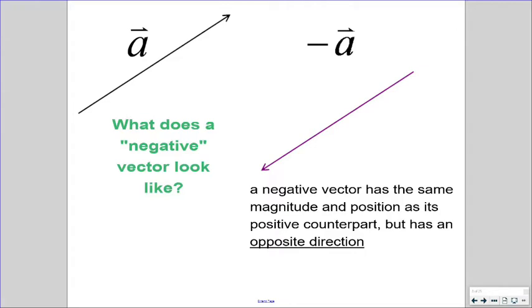So we can take a vector, and if we switch the tail and head, what happens is we get the negative of that vector. So the magnitude is the same, and it just has a complete opposite direction, 180 degrees opposite direction. That's the negative vector.